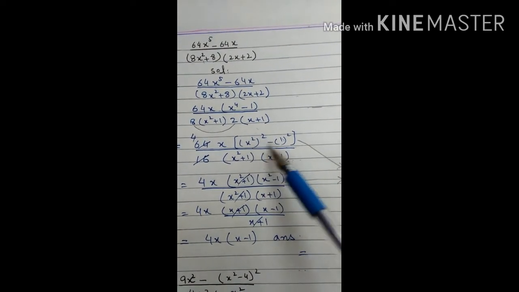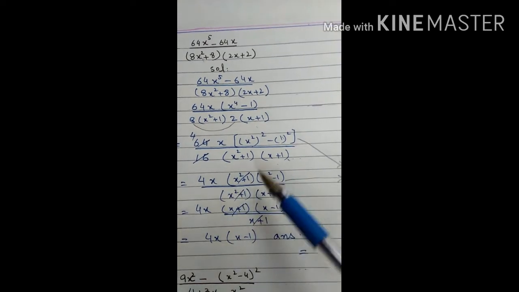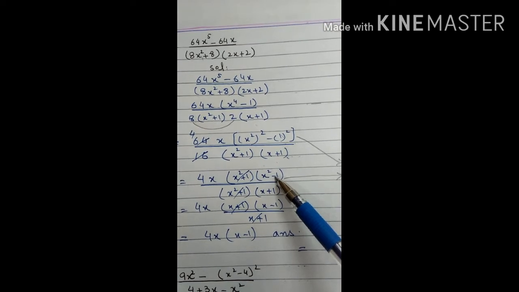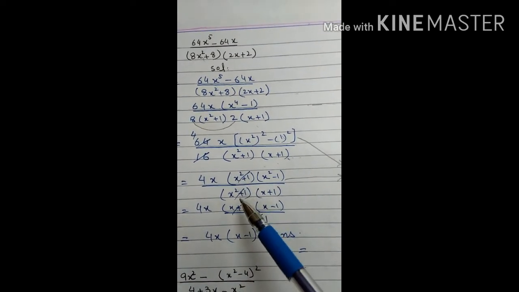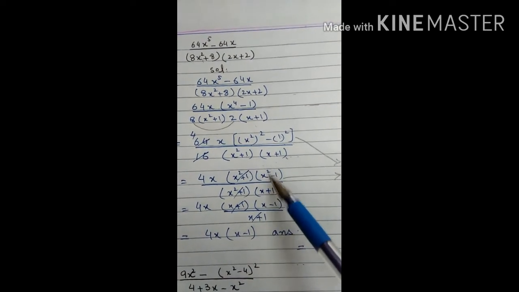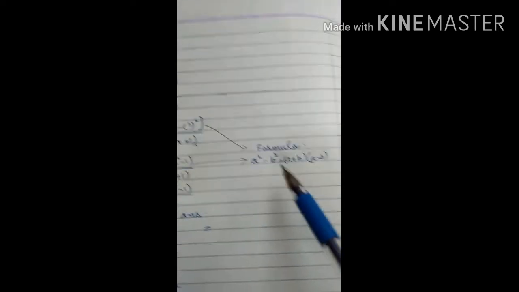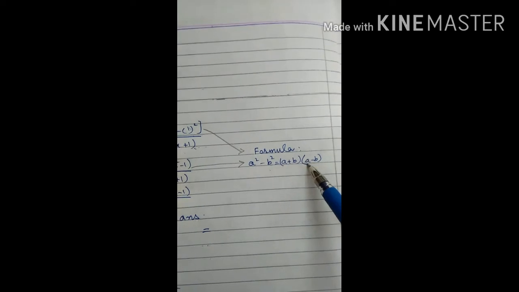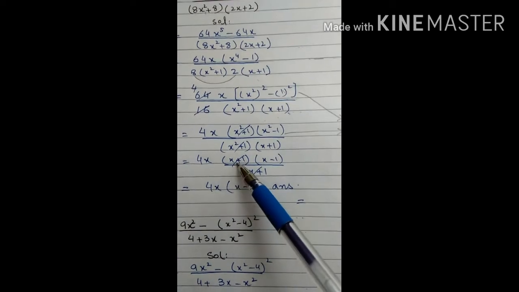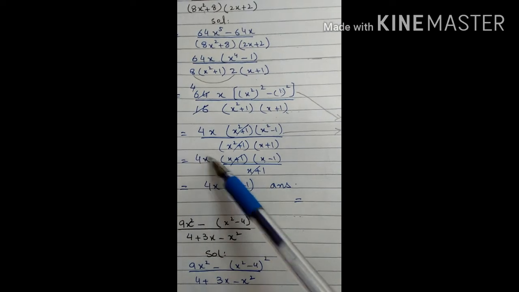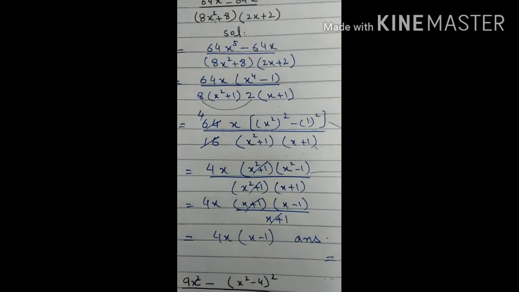(x square) square minus 1 square, one time in positive, one time in negative, by the formula a square minus b square. x square plus 1 cancelled by x square plus 1. We are having x square minus 1. See, again we can apply the formula a square minus b square, that is equal to a plus b into a minus b. So apply the formula. This will be x plus 1, x minus 1, x plus 1 cancels with x plus 1. We are having 4x, x minus 1.